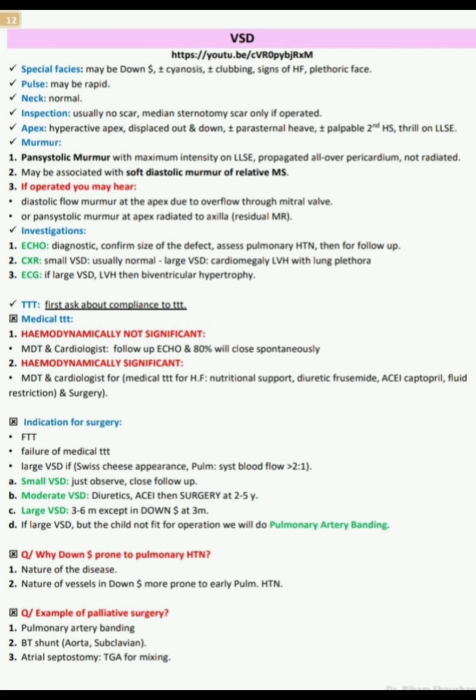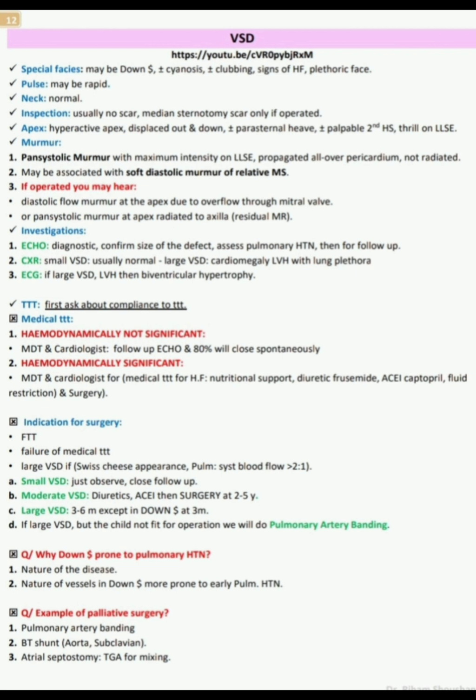Treatment. First, ask about the compliance to treatment. Medical treatment, number 1, if hemodynamically not significant, then multidisciplinary team and cardiologist follow up, echo, and 80% will close spontaneously. Then if the patient is hemodynamically significant, then I will involve the multidisciplinary team and cardiologist for medical treatment for heart failure, nutritional support, diuretic furosemide, ACE inhibitor captopril, fluid restriction and surgery.